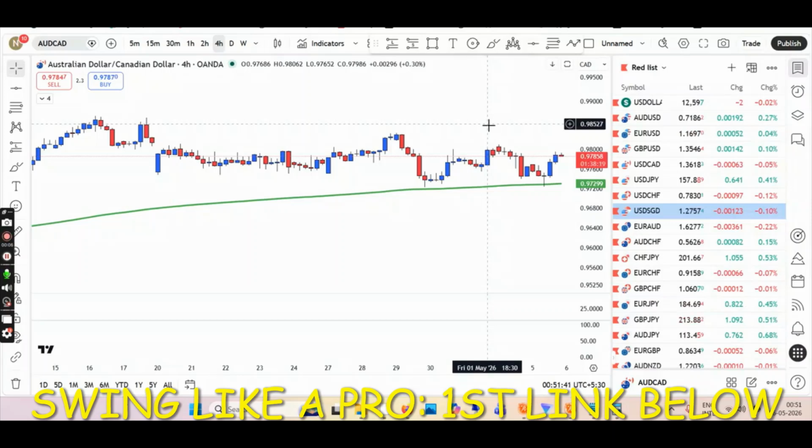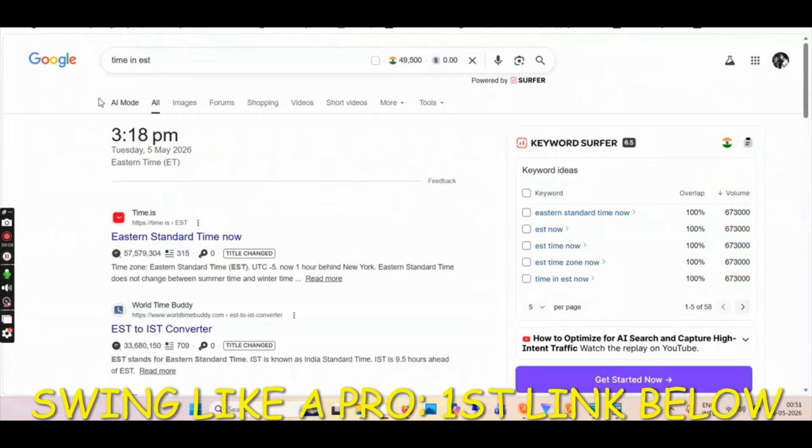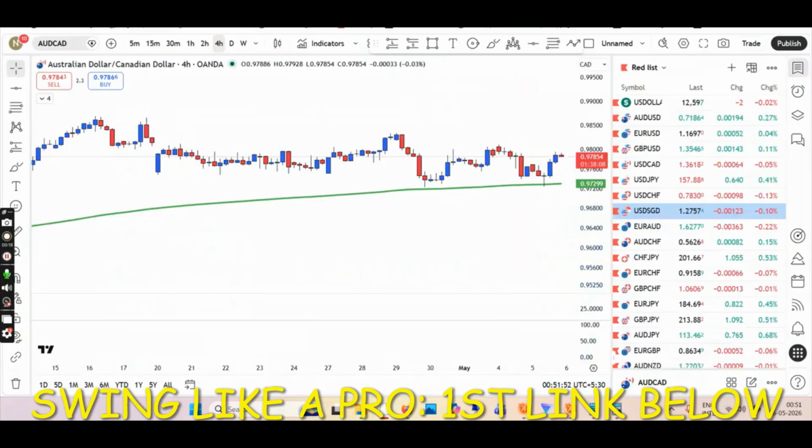So AUDCAD, and now before we talk about it, let's check the date and the time right now. If I refresh, it is 3:21 p.m. Tuesday, 5th of May 2026 in EST. So let's come back to my chart. AUDCAD, we are on the 4-hour time frame right now.